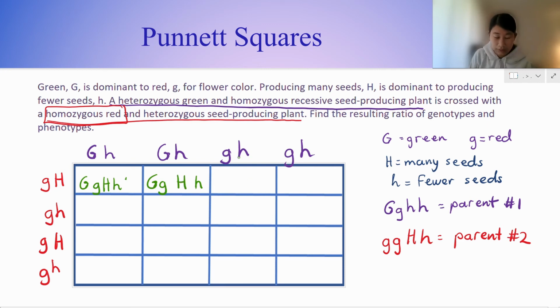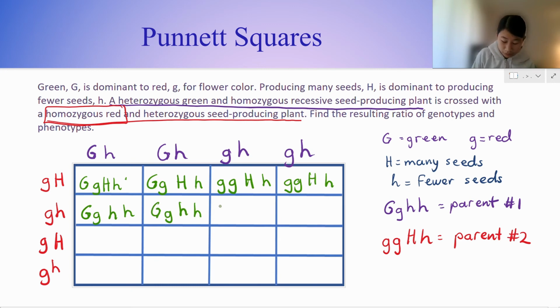And then for the horizontal part we have a lowercase g, and for the other one we have a capital H. Now for this next part we have little g, little h, and then for the horizontal part we have little g and capital H. For this one we have little g and little h, and then for the horizontal part again we have little g and capital H. And we'll just keep doing that for the rest of these.